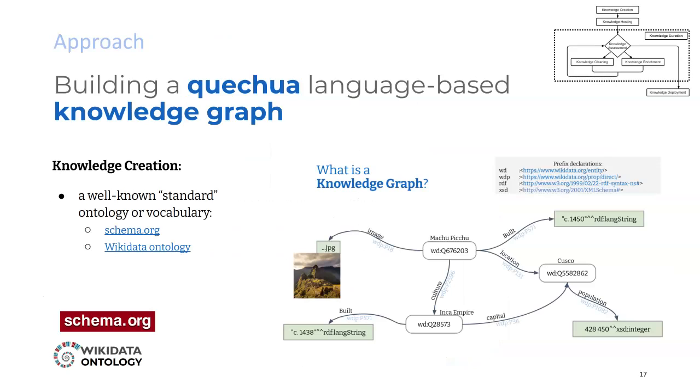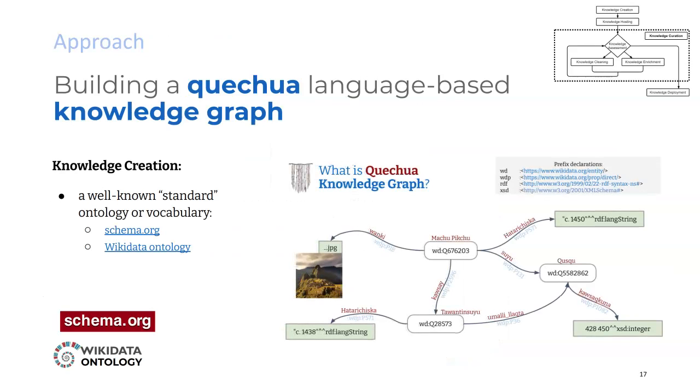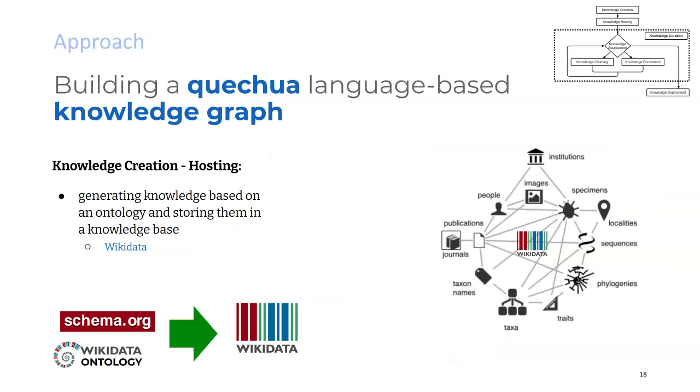The main and well-known ontologies on the web are schema.org and Wikidata, and we could start exploring their schemas, their vocabulary, and we could get this Quechua knowledge graph by translating and transforming their information, their ontology and schemas into Quechua. Then we have to host this knowledge somewhere.